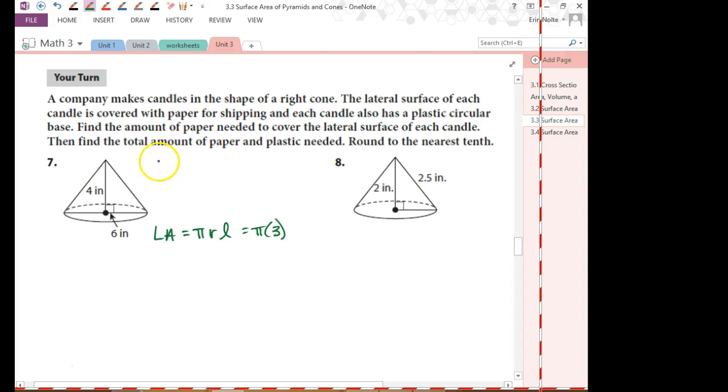We don't know yet, right? So we're going to have to do Pythagorean Theorem. Let's see, we got a 4, 3, ooh. Anybody know the hypotenuse of that?